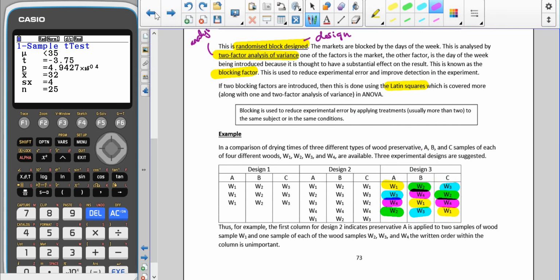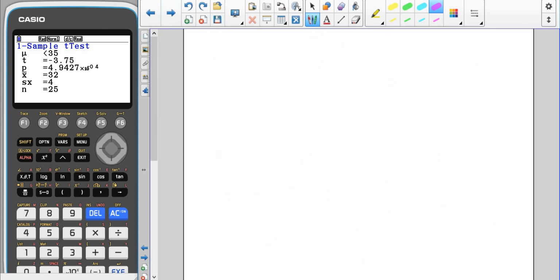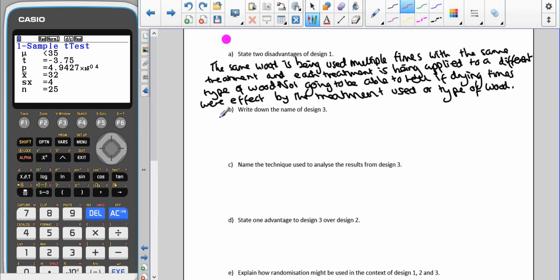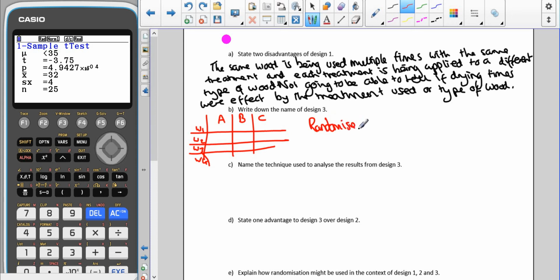So because each wood is being used once and only once, we could change that design so that instead it's set up so that we have treatment A, B, and C, wood 1, wood 2, wood 3, wood 4, and then we could have the drying times filled in the table here like this. Now this looks similar to one that we've had a look at. So we're trying to name the design. So this is a randomized block design.